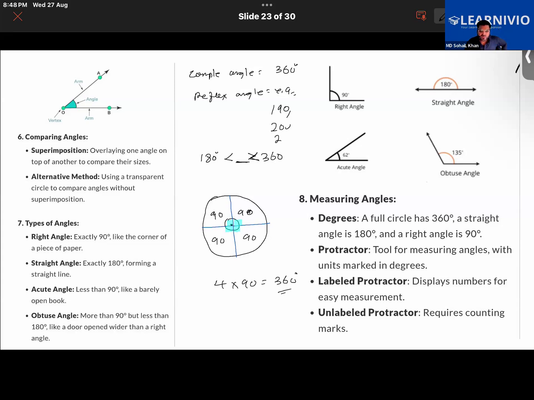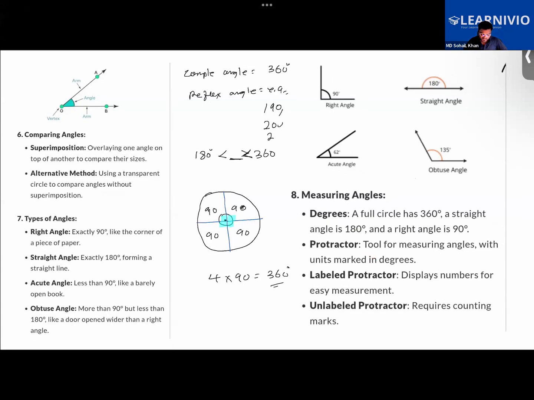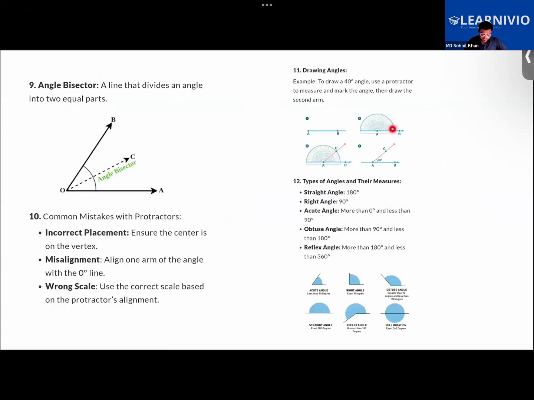Then we have a tool called a protractor that is used for measuring angles. This is the tool over here, the protractor, with the help of which we measure angles, and we can draw the angles also with the help of this.